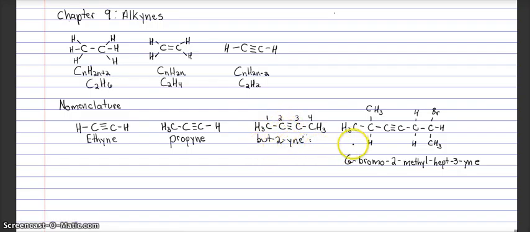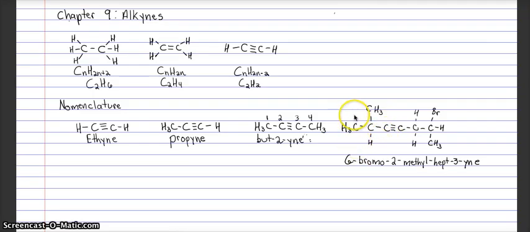Third example for nomenclature, getting a little bit more complex, will be 6-bromo-2-methyl-hept-3-yne. Being able to name the fourth structure is going to require a little bit more knowledge of nomenclature. Hopefully you have practiced nomenclature and are ready for the nomenclature on the ACS exam. You'll notice that bromine is 6, the methyl is at position 2, and the yne is at position 3.